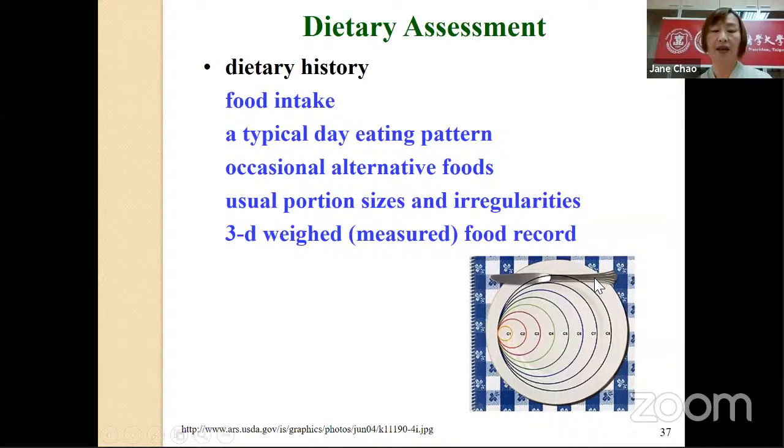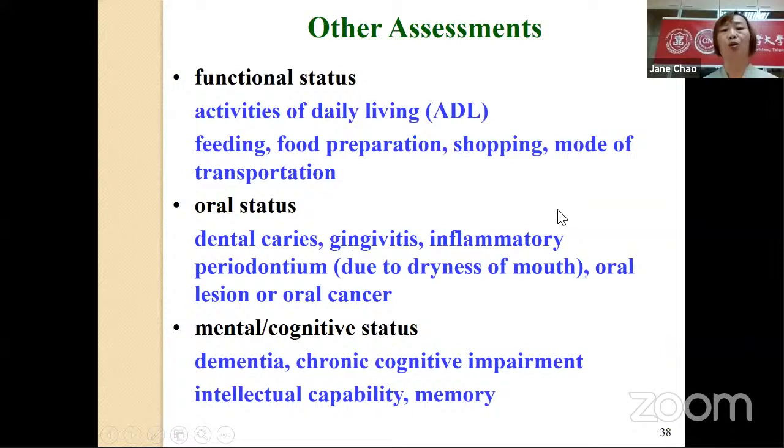We can also do a 3-day weighed or measured food record, but it is also difficult for the elderly to remember to do this. The caregiver can do this, but you have to have a scale to weigh the food, okay? So that's dietary assessment. For other assessments, I will just talk about functional status. It's not physiological function.